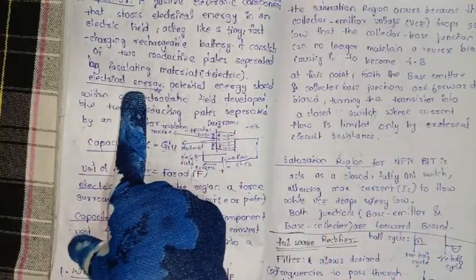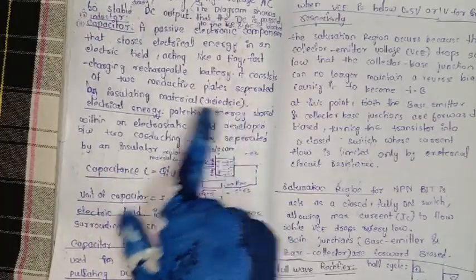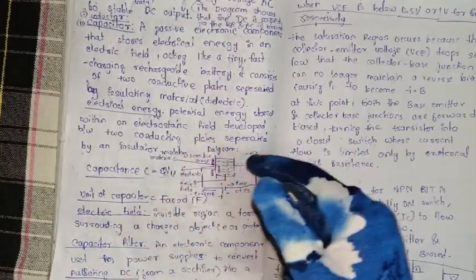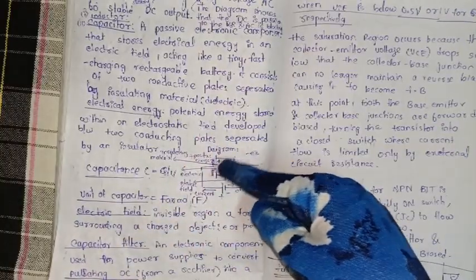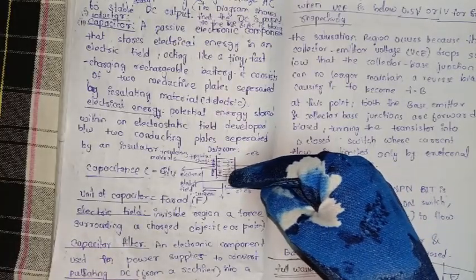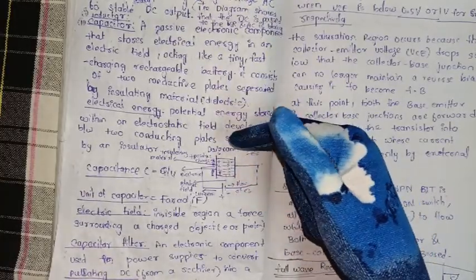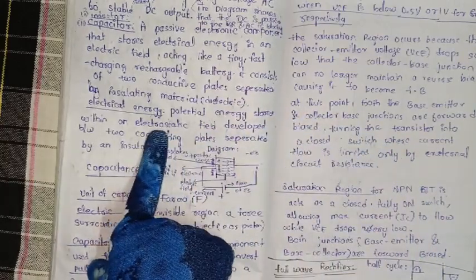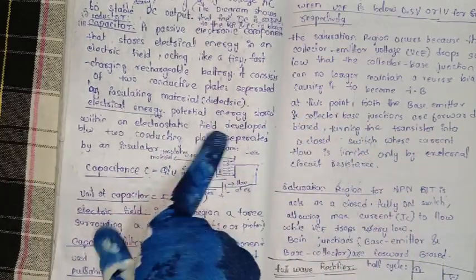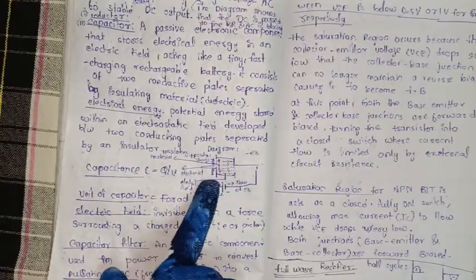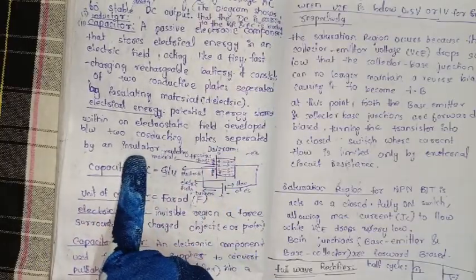Then what is electrical charge here? In a capacitor it means potential energy stored within an electrostatic field. It means the charges are not moving. They are static, meaning stable. So we call it an electrostatic field developed between two conducting plates. These are two conducting plates separated by an insulator.